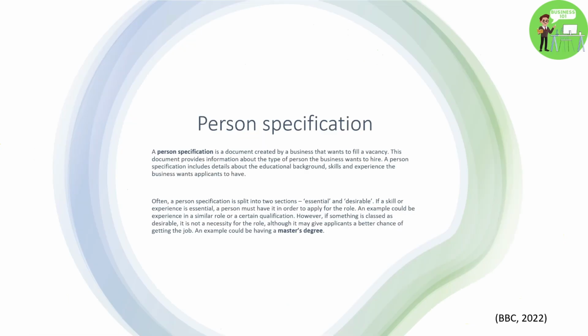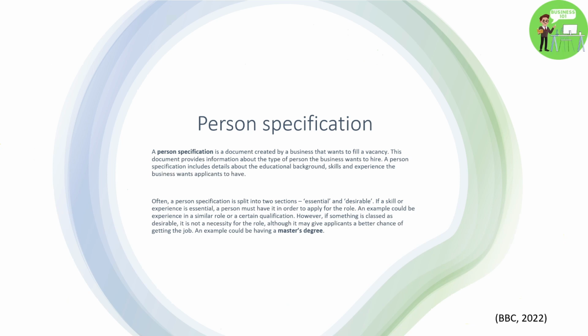Person specification. A person specification is a document created by a business that wants to fill a vacancy. This document provides information about the type of person the business wants to hire. A person specification includes details about the educational background, skills, and experience the business wants applicants to have. Often, a person specification is split into two sections, essential and desirable. If a skill or experience is essential, a person must have it in order to apply for the role. An example could be experience in a similar role or a certain qualification.